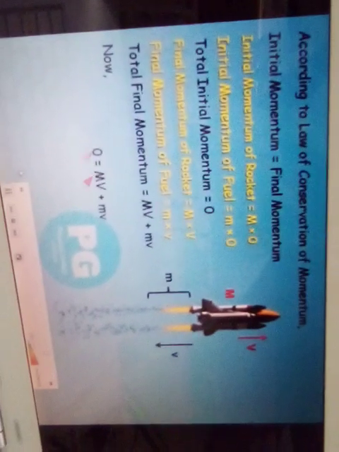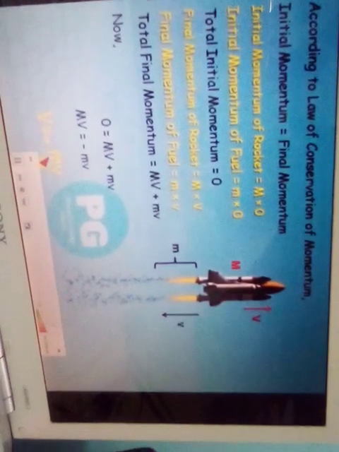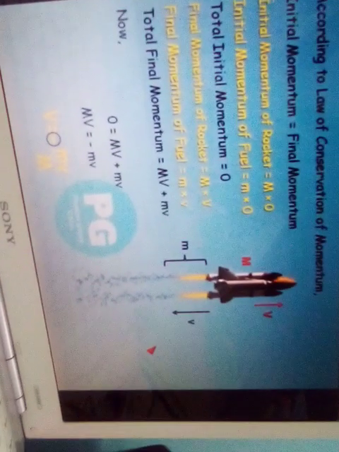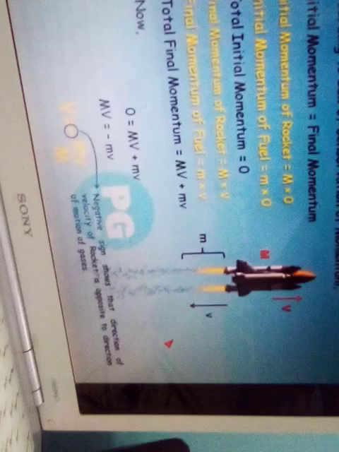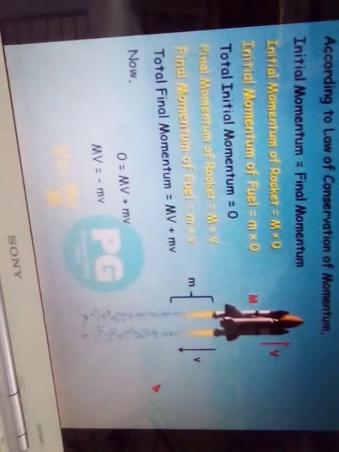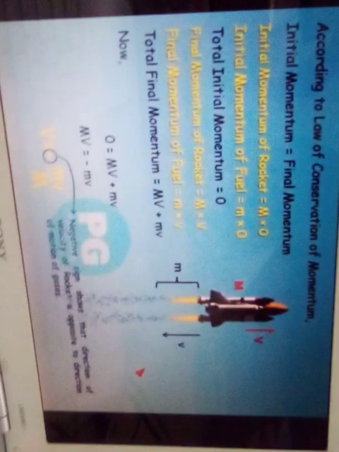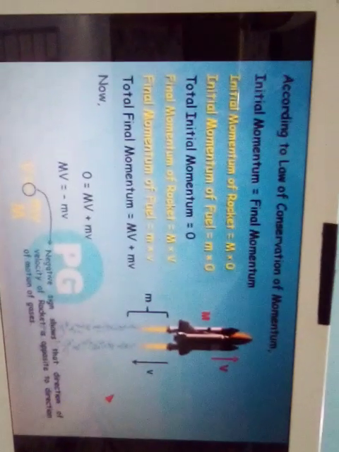Now, if we substitute the values of the total initial momentum and final momentum in this expression, the initial momentum is equal to the total final momentum. If we rewrite and simplify the equation, the velocity of the rocket, which we denoted by capital V, is equal to minus small mv upon capital M. Here the negative sign denotes that the direction of velocity of the rocket is opposite to the direction of motion of the gas. This is the same expression that we already derived in the case of the motion of a gun, for the recoil velocity of the gun.